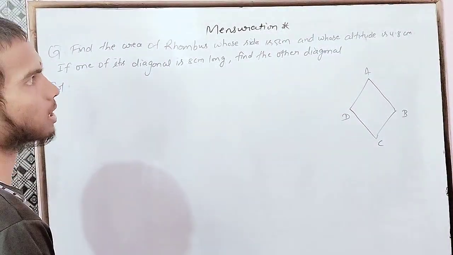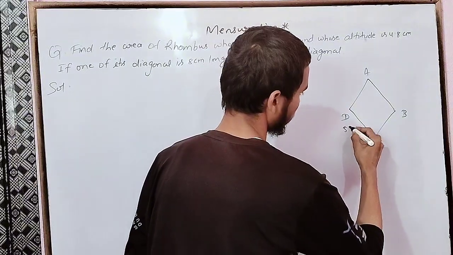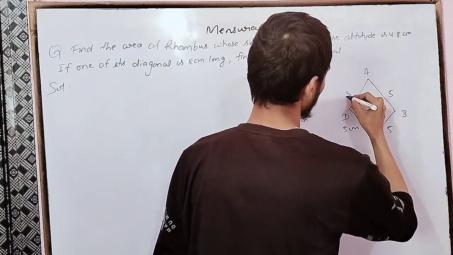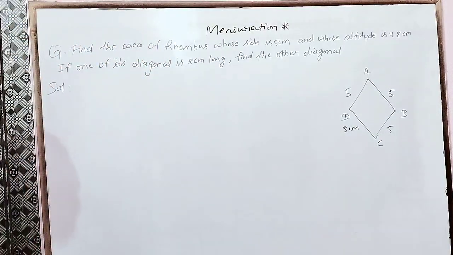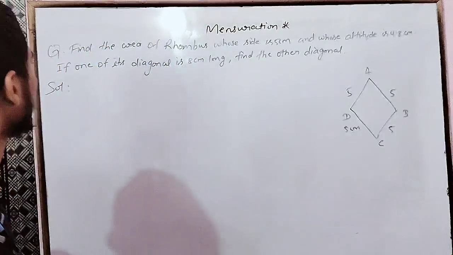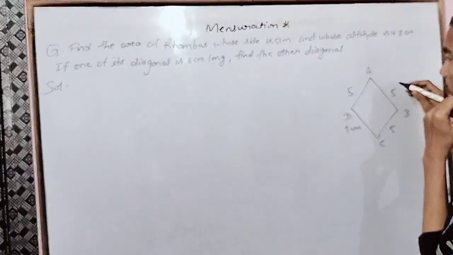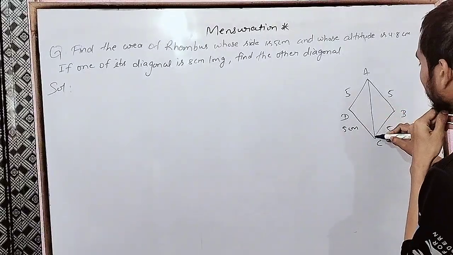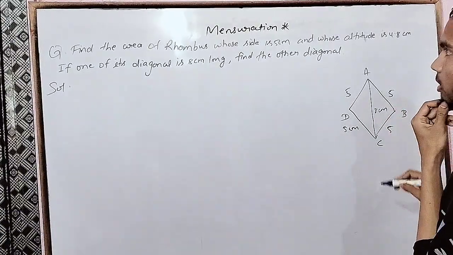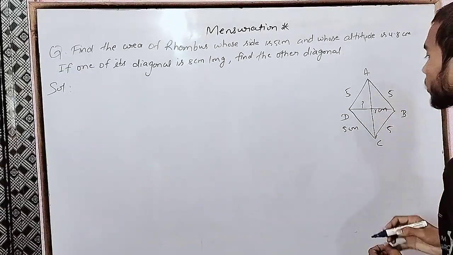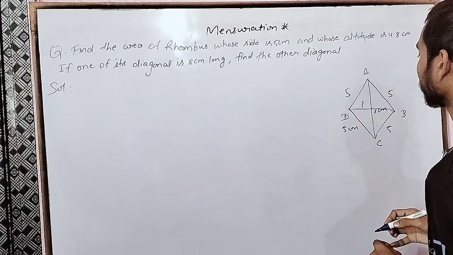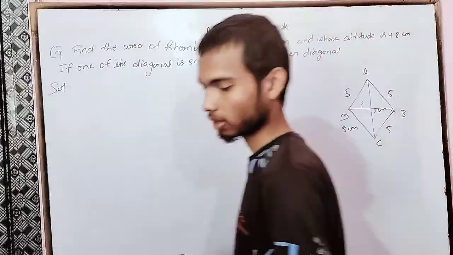Find the area of a rhombus whose side is 5 centimeters, because the side of this is 5 centimeters. This will be 5, this will be 5, this will be 5. And whose altitude, which is the height, is 4.8 centimeters. If one of its diagonals is 8 centimeters, find the other diagonal. So we are going to find this line, the value of the other diagonal.